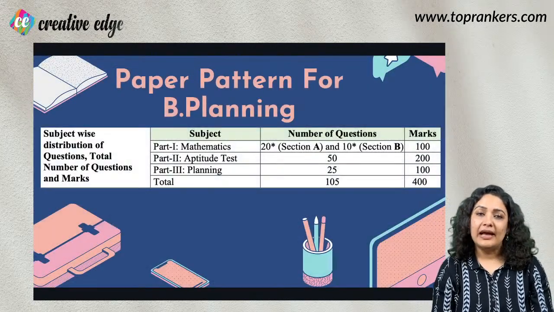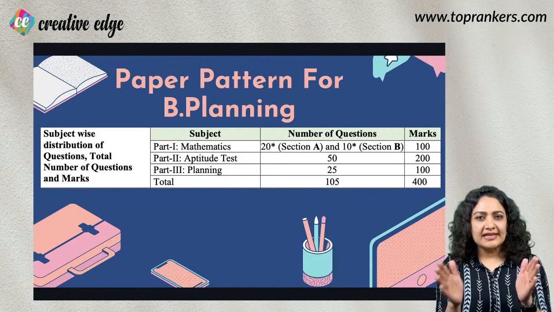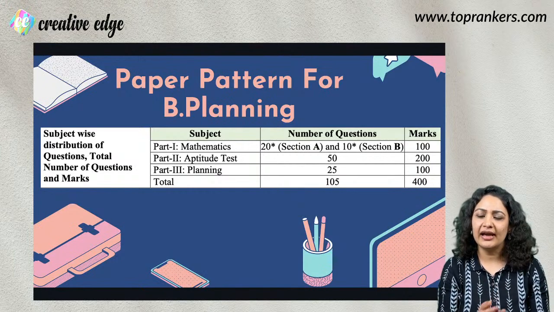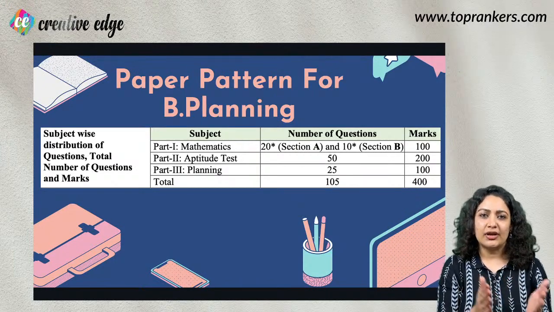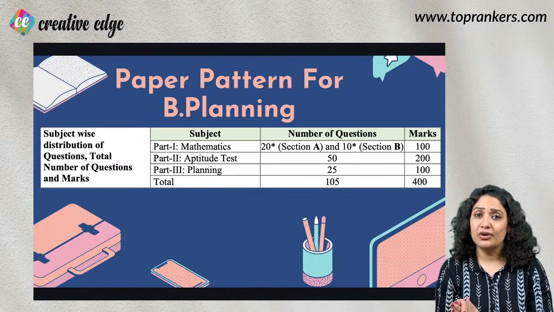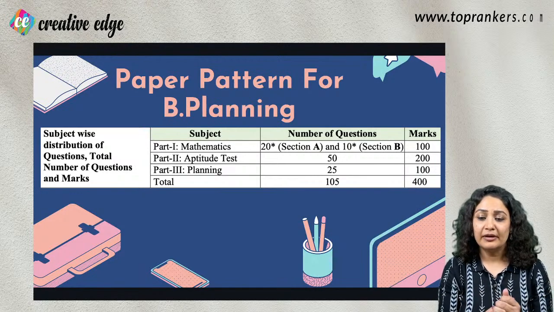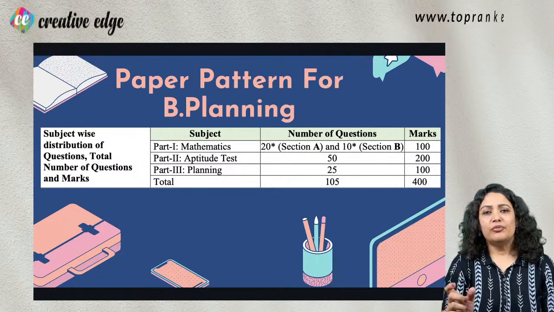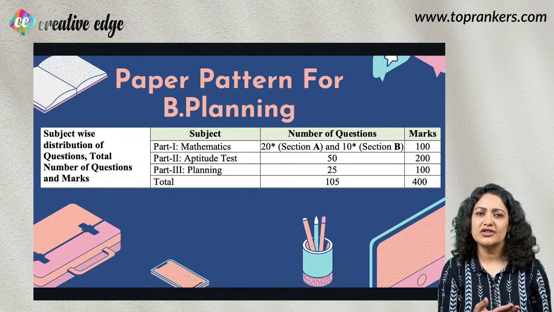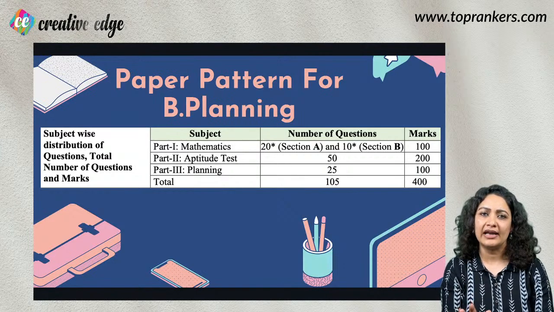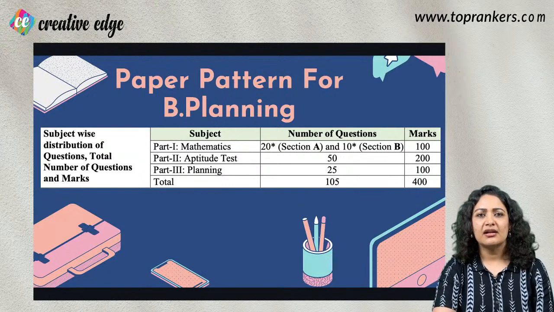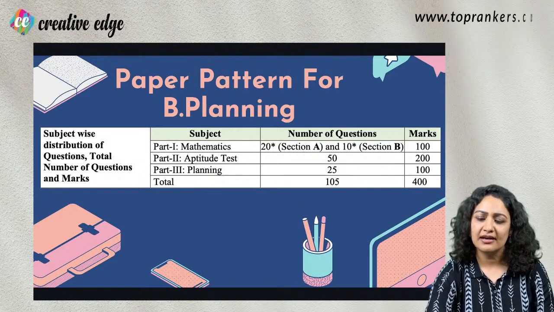Now we come to B.Planning. You would see that the marking system of both is more or less similar. Total marks are 400. In Maths, 20 in Section A and 10 in Section B, it is similar. In Aptitude also you have 50 questions, 200 marks total weightage, similar. In Planning, 25 questions come, which are for 100 marks. This differs from B.Arch, where there were 2 questions for drawing; here there are 25 questions for planning, which are for 100 marks. The total number of questions is 105 and total marks are 400.